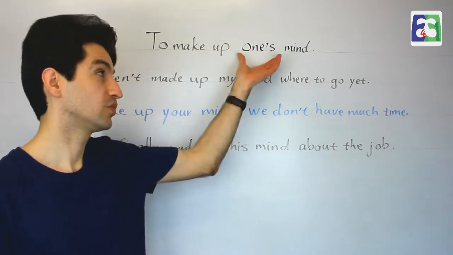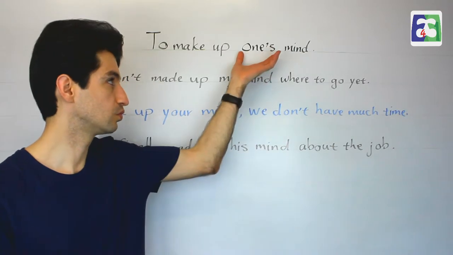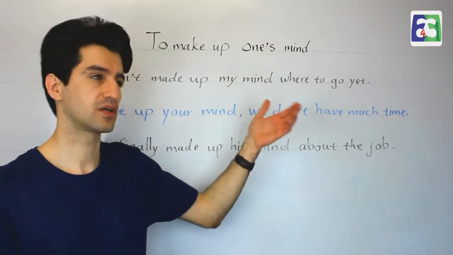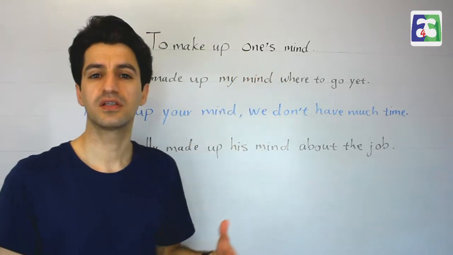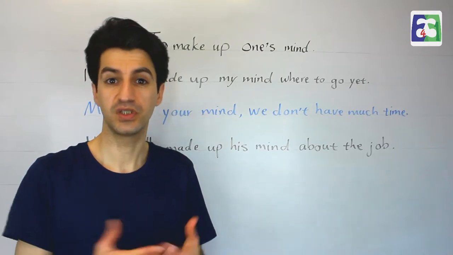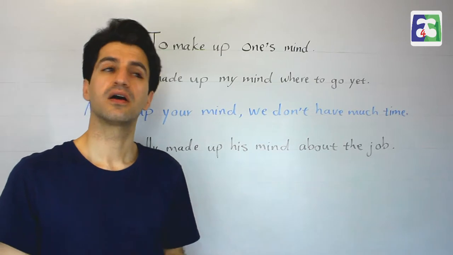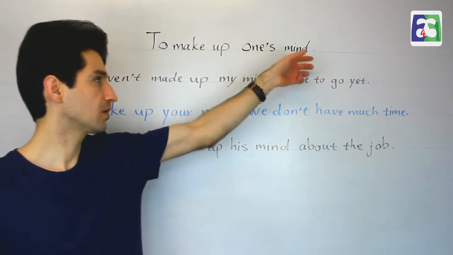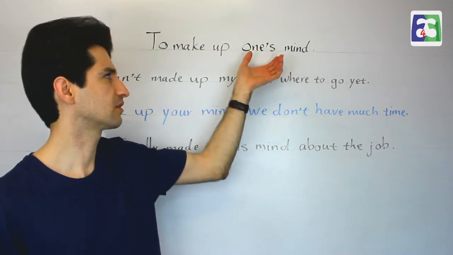So when we use it, we do not use "one's" in our sentence, but we replace it with the proper possessive adjective that the sentence needs. So if I'm talking about myself, I would say "to make up my mind," or "I made up my mind," something like this.